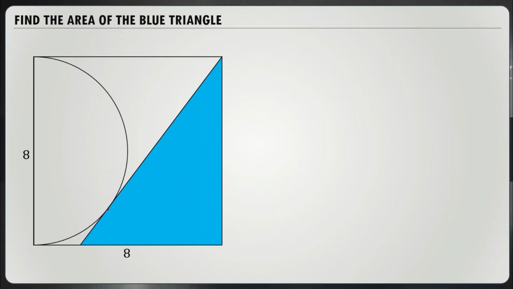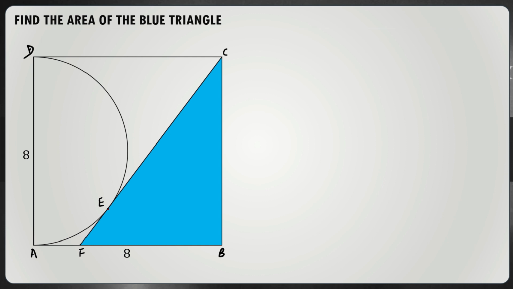Looking at this figure first, let's label it properly. Let's label all the sides. I'll call this A, B, C, D. This point called F. And this point where the line CF forms a tangent on the semicircle, I'll call that point E. Now I want to bring to remembrance a rule, which is called the two tangent theorem rule.